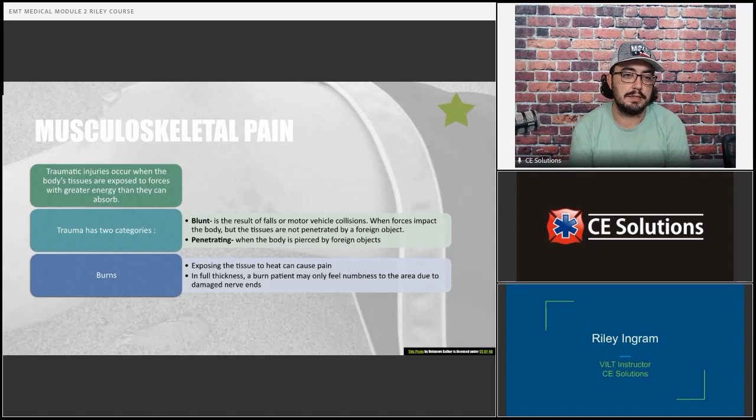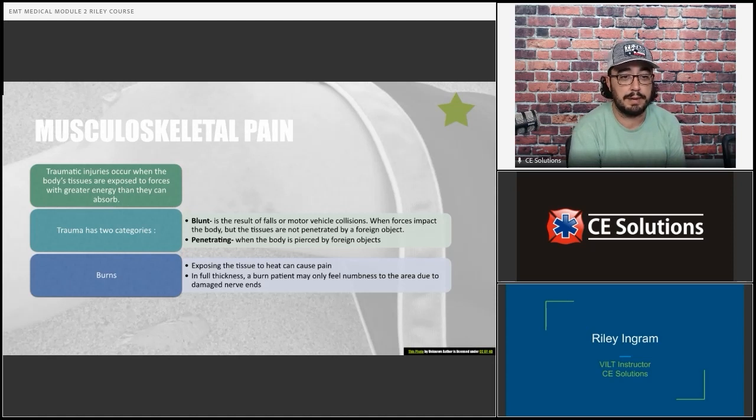Blunt trauma is the result of falls, motor vehicle collisions, anything like that. It's when forces impact the body, but the tissues are not penetrated by a foreign object. So there is no breaking the skin, none of that. It is all exterior, stays exterior. That's blunt trauma.